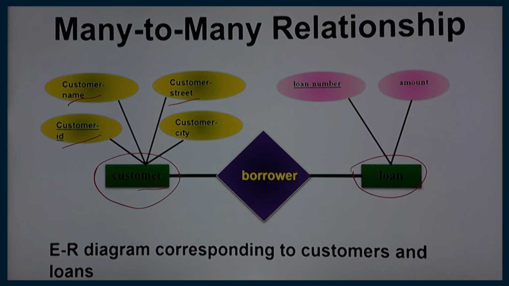As shown in the diagram, there are two different entities. One entity is customer and the second one is loan. Customer borrows a loan from the other side, maybe that's a bank or other institution.